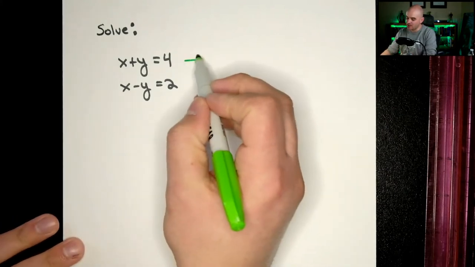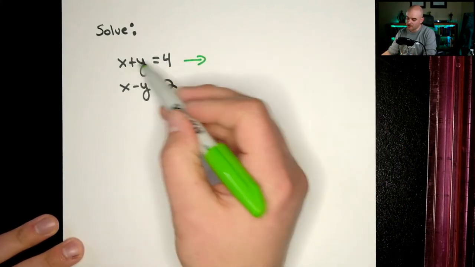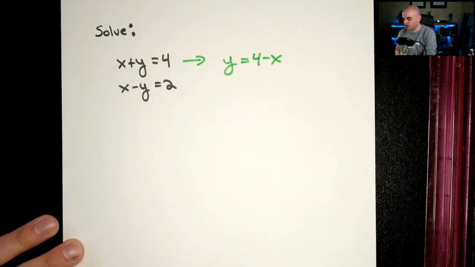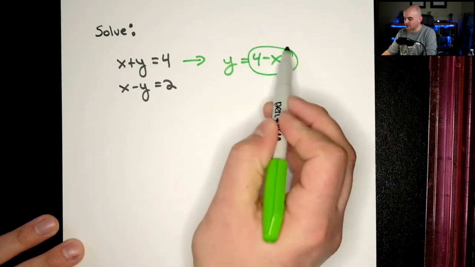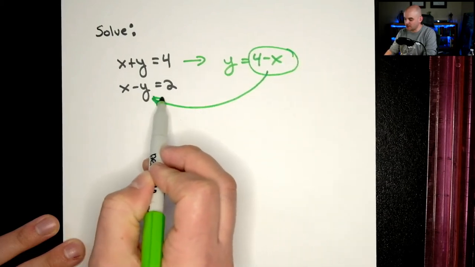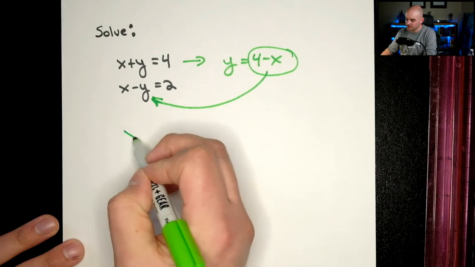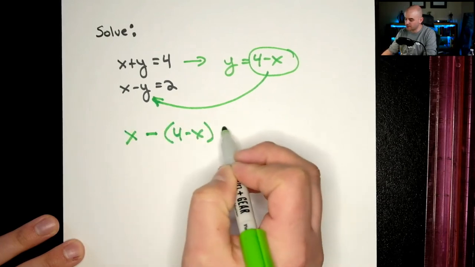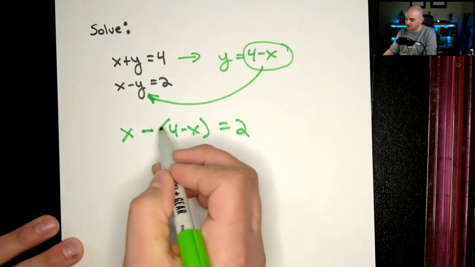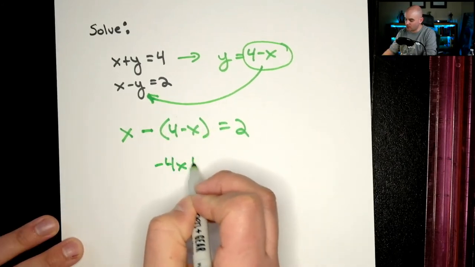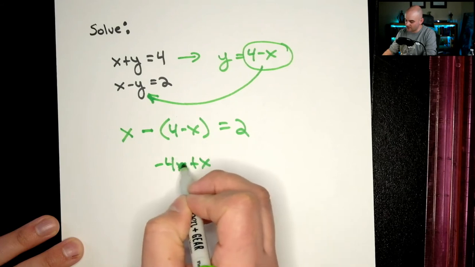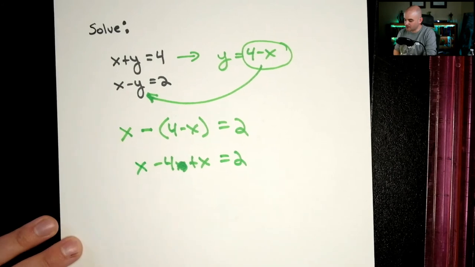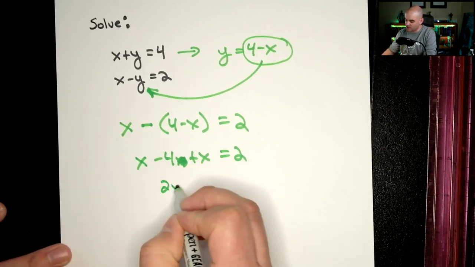I'm going to pick the top equation and solve for y, and I get y is equal to 4 minus x. That's just moving that x over. Now that I know what y is equal to, I'm going to substitute it into the other equation. So this gives me x minus y, which is 4 minus x, equals 2. Distributing the negative, I get negative 4 plus x. And don't forget to bring down that x right here. And then x plus x is 2x.